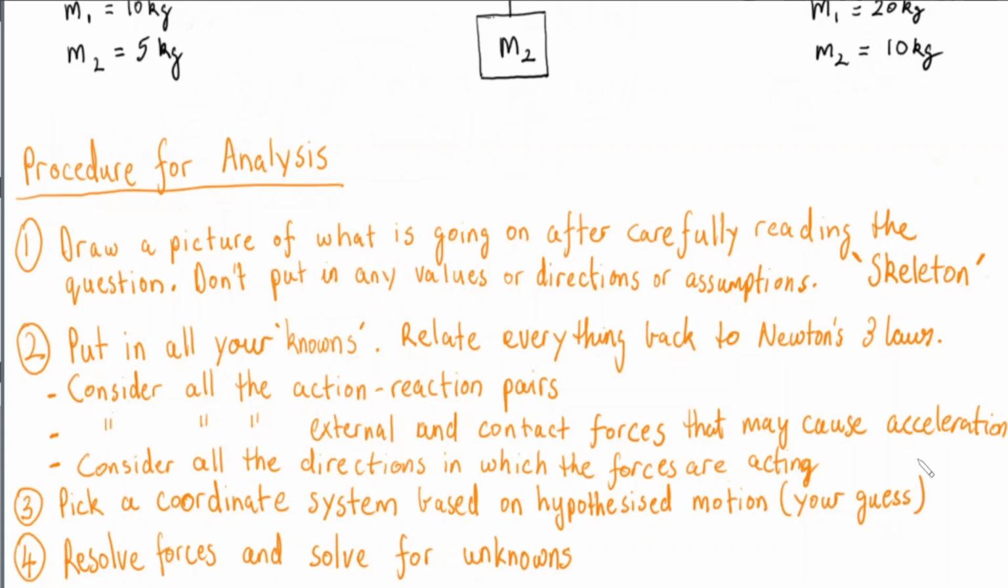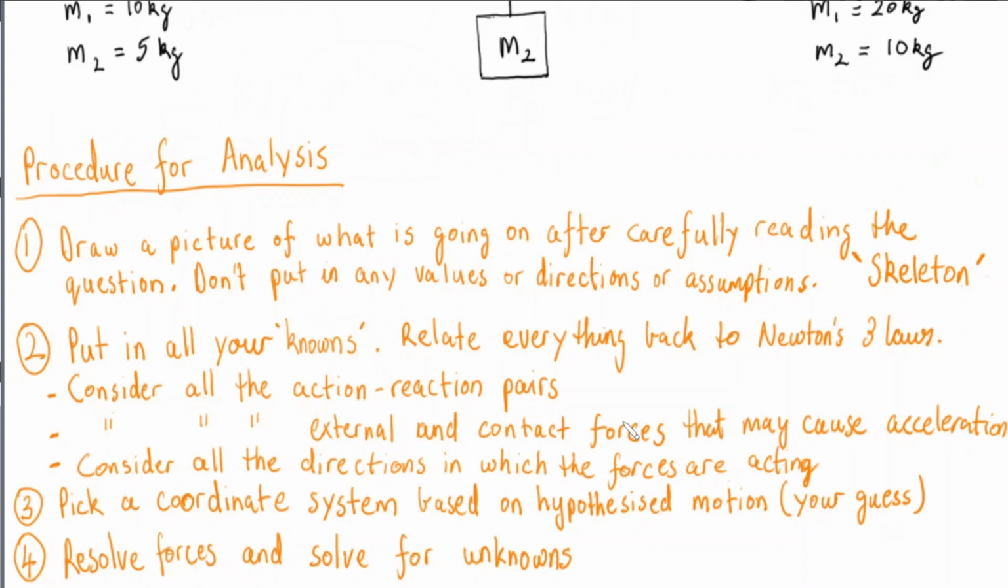whatever's stated or drawn in the problem itself. After you've done that, put in all the known information and mark anything that is unknown. And try to relate everything back to Newton's third law. It'll help you contextualize what's actually going on. So put in the external forces that are acting, consider the action and reaction pairs, and consider the directions in which the forces are acting as well. The frictional coefficients and anything that's already given in the problem.